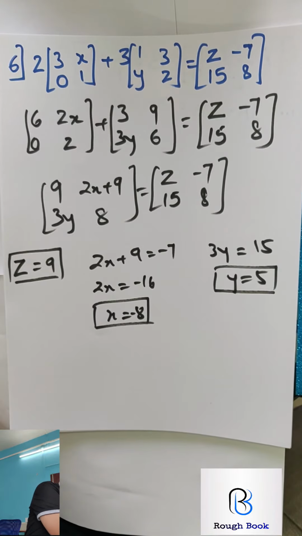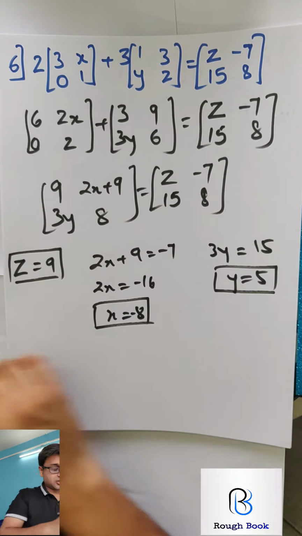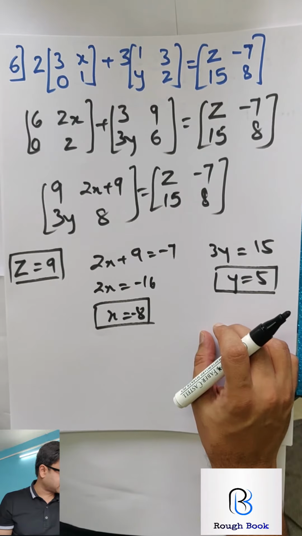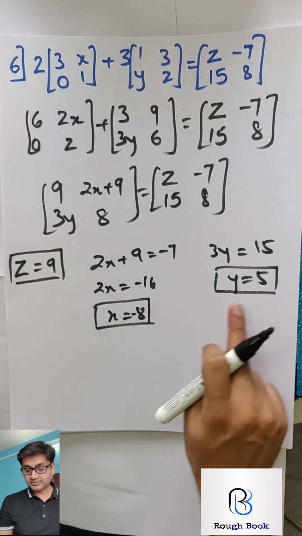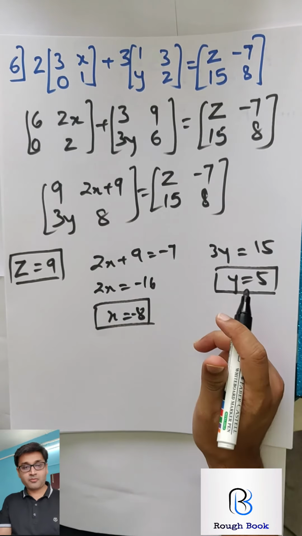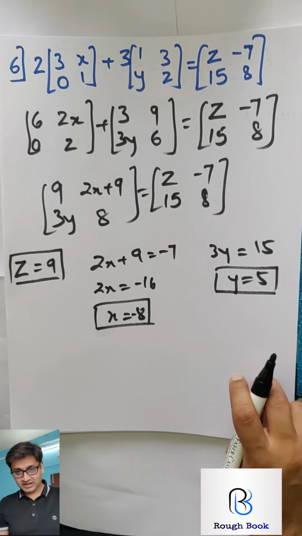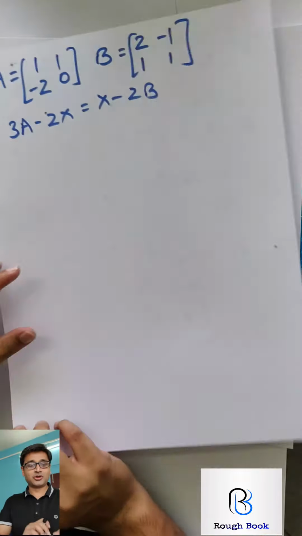Let me check if I am correct or wrong, at least for this one sum. So this was sum number 6. We got x minus 8, y 5 and z 9. Perfect. Did I win? Let me pat myself. Come on, let's go with the next one.